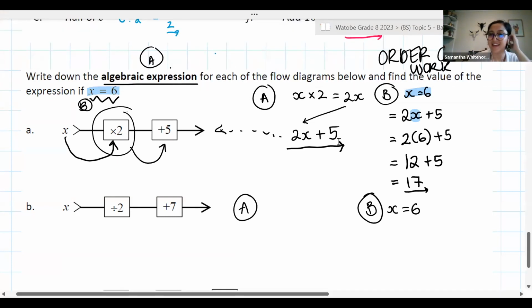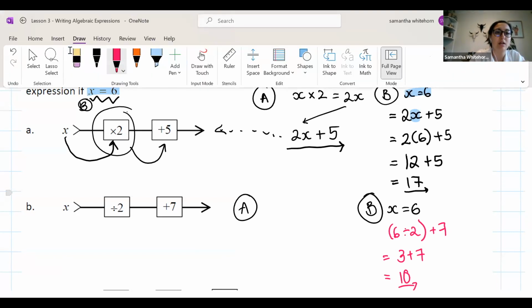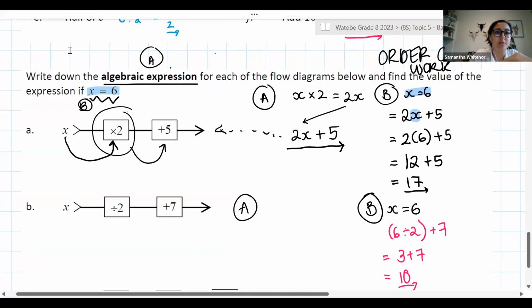Evening, ma'am. So I said since the variable is 6, I said 6 divided by 2 plus 7, and BODMAS tells us that we have to do division first. So I put the 6 divided by 2 in brackets, and that is 3, plus 7 gives us 10. Perfect. Well guys, again, order of work, so important. If your order of work is wrong, you're going to have a little oopsie.